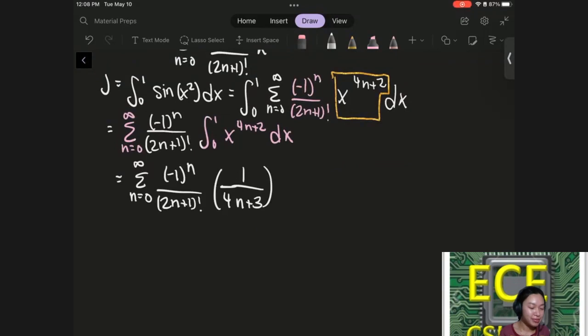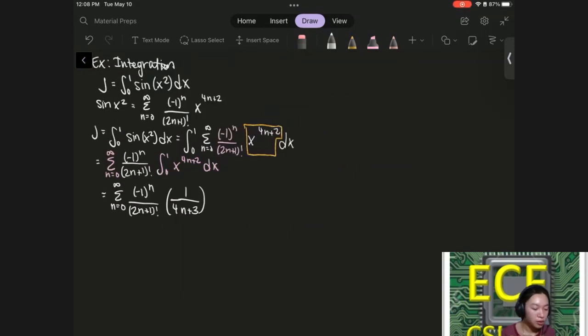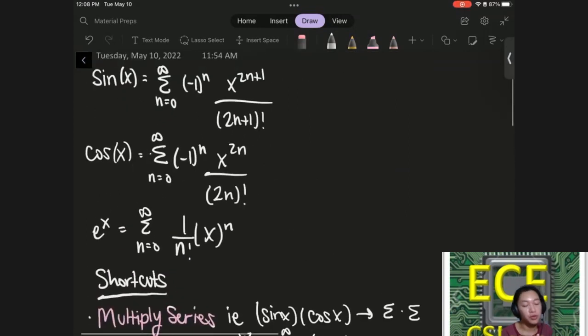So that's a couple of shortcuts to find the Taylor series of functions you already know. It's very useful if you can memorize these three, so you don't have to go through the whole process of how we did it in the previous video.